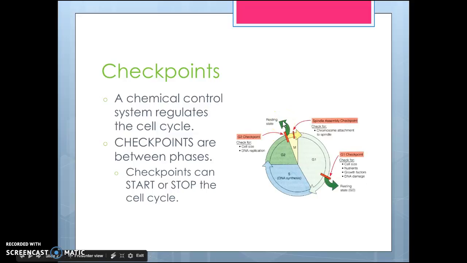There's also, in mitosis, what's called a spindle assembly checkpoint to make sure that the chromosomes are attached to the spindle fibers like they're supposed to be. There are actually several checkpoints along the way, but you can see that these checkpoints make sure that the cell is going to divide correctly. Checkpoints will either start the cell cycle or can stop the cell cycle, depending upon the situation.